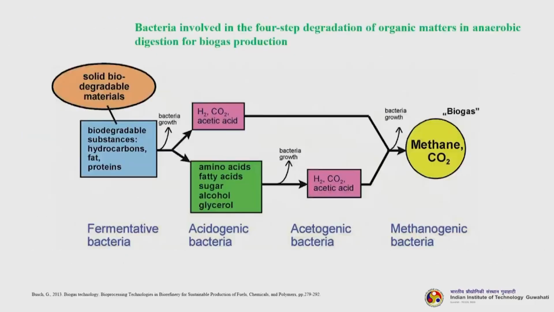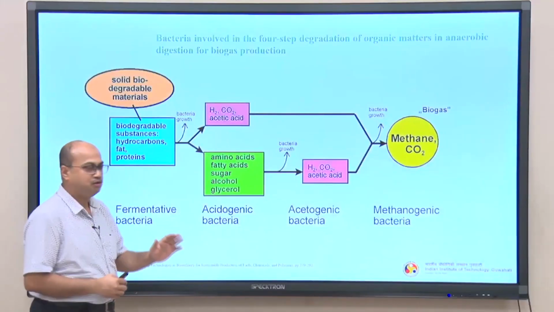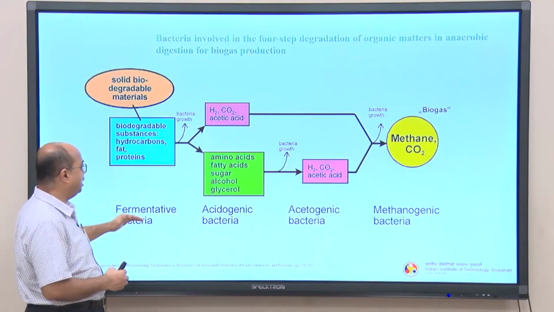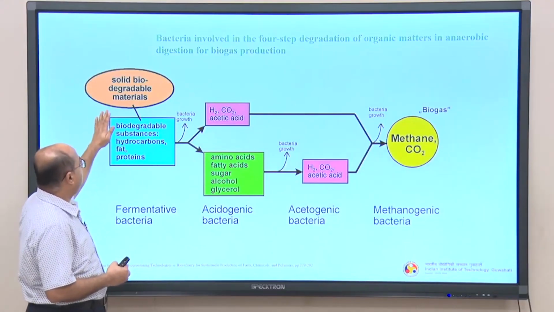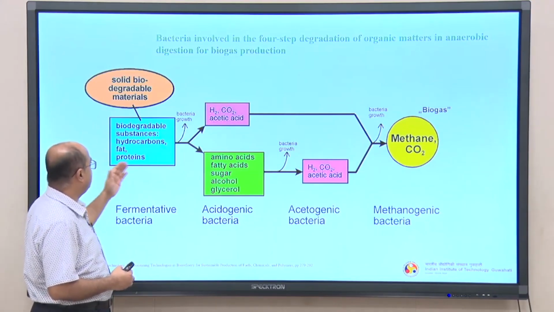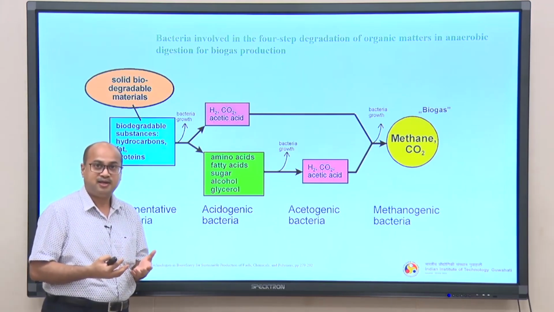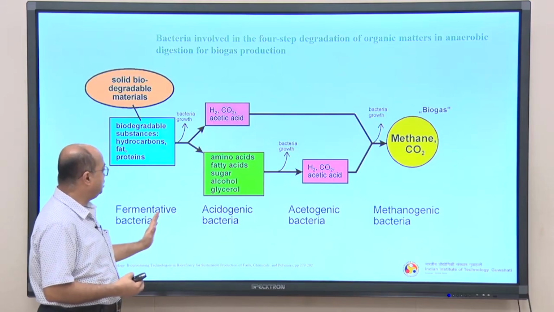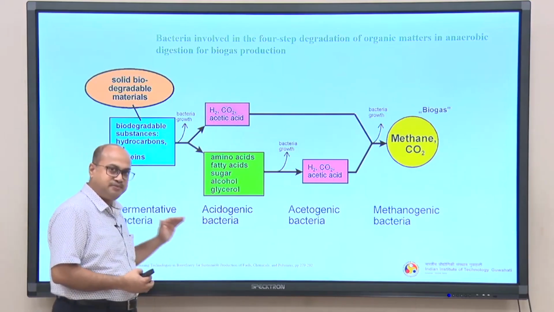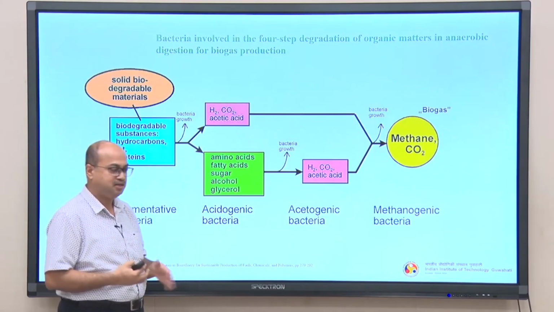Okay. So, this is a slide where you can understand what are the different types of bacteria that are involved in the 4 distinct steps. So, we will just quickly go through. The first is the fermentative bacteria. Here your solid biodegradable materials, such as hydrocarbons, fat, proteins, are getting converted to monomers, right. So, hydrolysis step. Now, then you go ahead. These steps are happening in sequence, but once they start, they are all happening simultaneously, right.